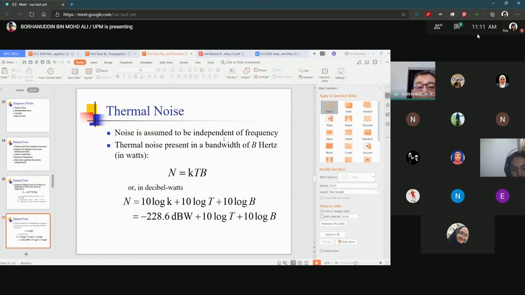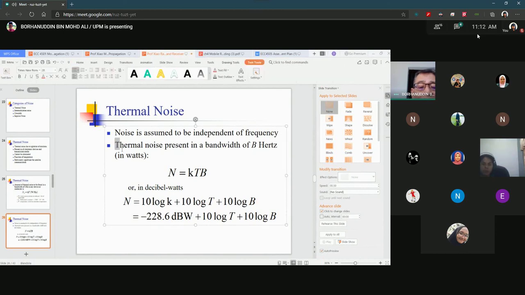So it is assumed to be independent of frequency, and sometimes it is also called white noise. Have you heard of white noise? This noise also has a color. It means it covers all frequency, just like white is comprised of all the colors in the spectrum. So since this noise is considered as covering all frequency from minus frequency to plus frequency, they call it white noise. So thermal noise is given by this times B, where B is the bandwidth.